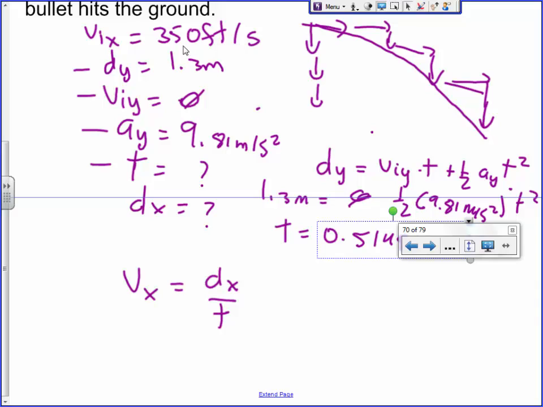One more thought. I know this is 350 feet per second, but I'm just going to leave it that way rather than converting it. We'll just have an answer in feet. That's all.